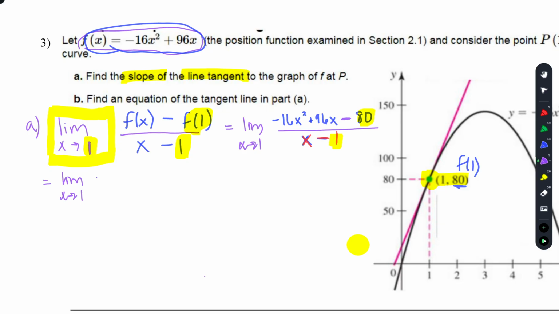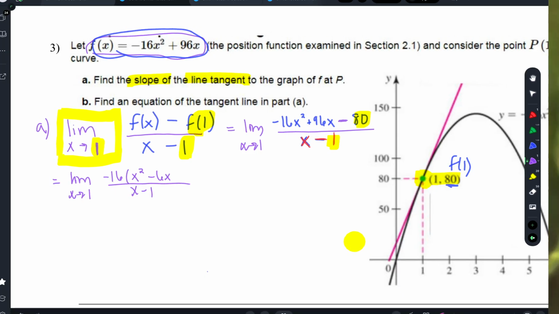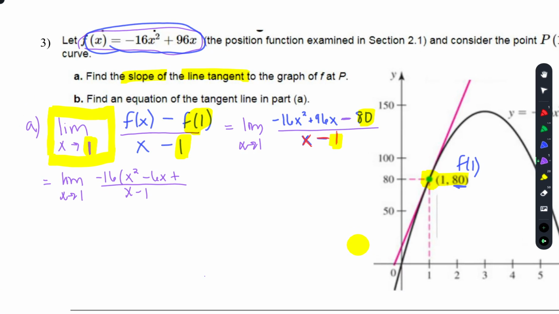So what I'm going to do is you can actually factor out a negative 16. Thank God. Because now you have a positive x squared. And because I took out the negative, that's going to turn into minus 6x. And I took a negative out of the negative 80, so that ends up being positive. Does that make sense with everybody? And now it's more normal looking to factor.